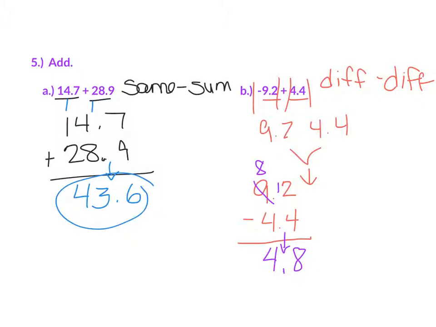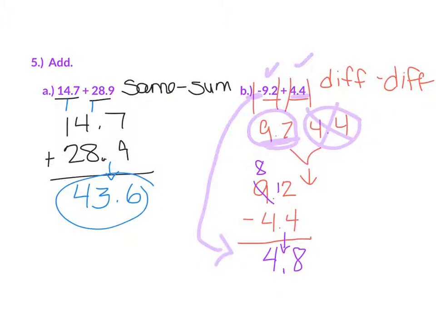However, now I need to go up and look and see which one of these two absolute values is larger. So again, not the larger here and here, because if I did that, the larger would be 4.4. But that does not have the larger absolute value. 9.2 does. So therefore, I bring this down here, and my final answer has to be negative 4.8.